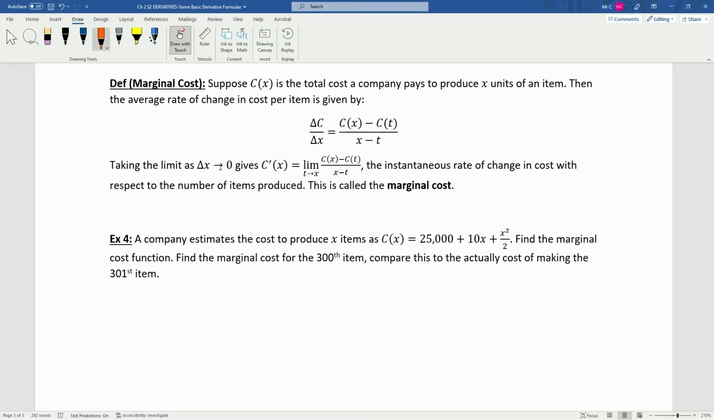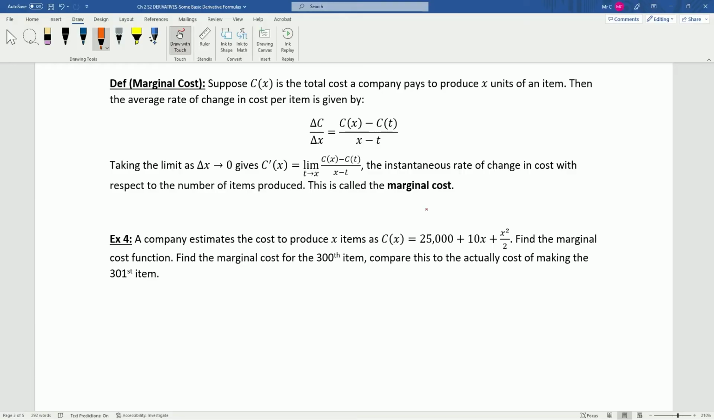Taking the limit as delta x goes to 0 gives C prime of x equals the limit as t goes to x of C of x minus C of t over x minus t, which is the instantaneous rate of change in cost with respect to the number of items produced. So we call this marginal cost. So this is an example of a derivative that isn't with respect to time.